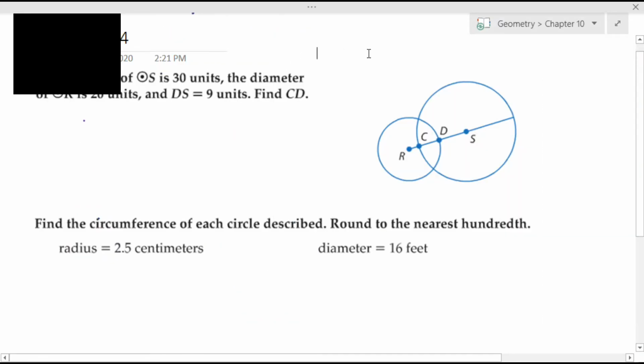All right, this one is a little tricky, and I love it. Okay, so the diameter of circle S is 30 units. The diameter of circle R is 20 units, and DS is 9. Find CD. So let's label it. DS, right here, let's do it in pink, is 9 units.